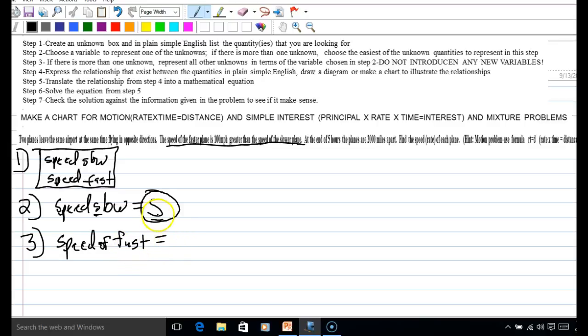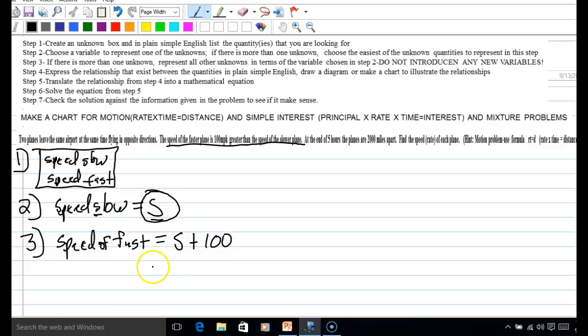So somehow, I'm going to have to rewrite the speed of the fast plane in terms of the speed of the slow plane. And I have that relationship given here. The speed of the faster plane is 100 miles per hour greater than the speed of the slower plane. So if I take the speed of the slower plane and add 100 to that, that gives me the speed of the faster plane.